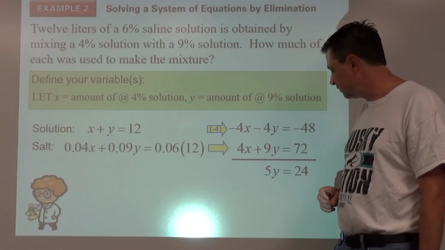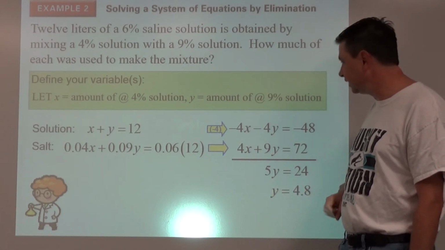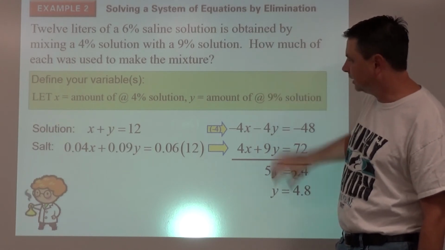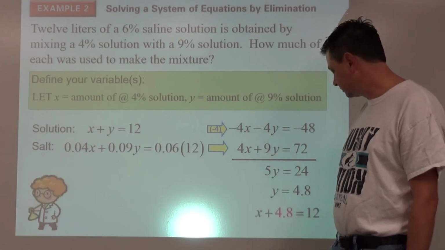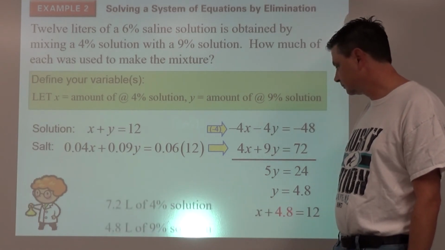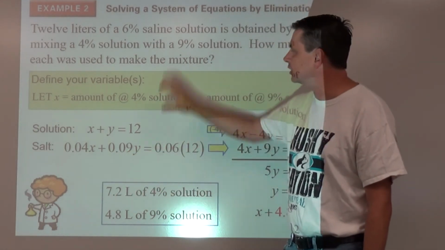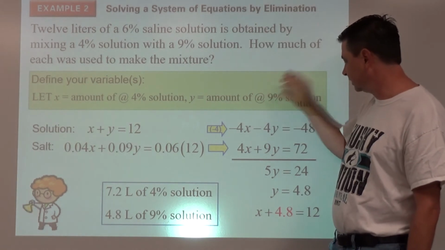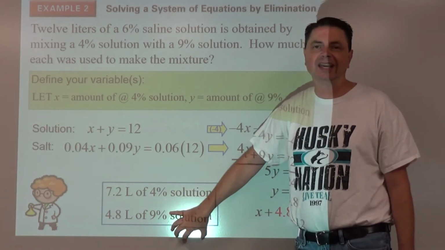Divide both sides by 5. So we get 4.8 liters of the 9%. And then we can plug that back in to see how much that is for X. So ultimately we have 7.2 liters of 4% solution and the 4.8 liters of the 9% solution. Make sure we label.